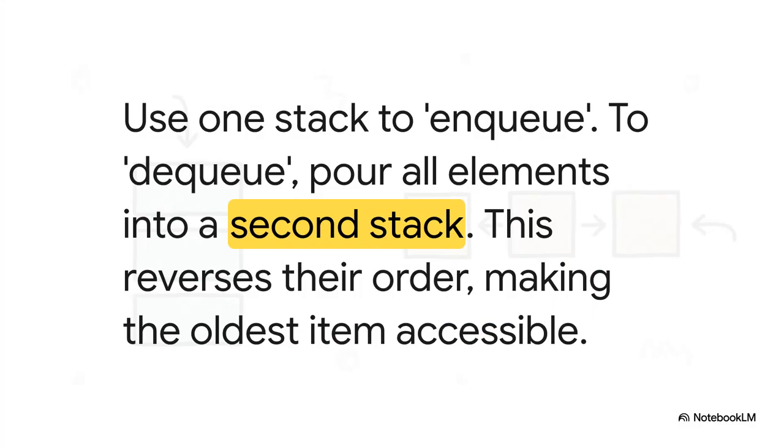You use 2 stacks. The first stack is your inbox. You just push all the new items onto it. But when it's time to dequeue, you take everything from that first stack and pop it all onto the second stack. That one move completely reverses the order, putting the oldest element right on top, ready to be popped off. You literally turn LIFO into FIFO.